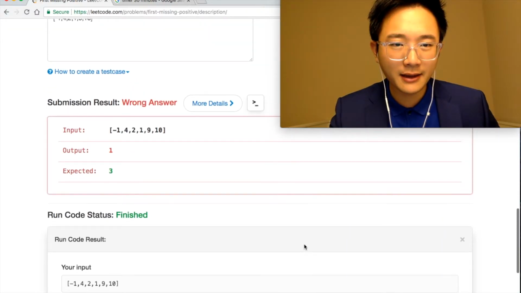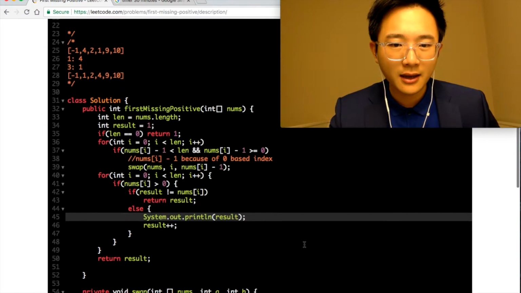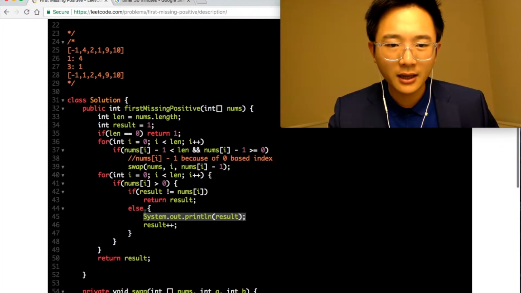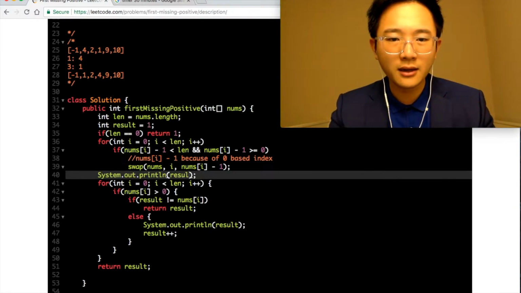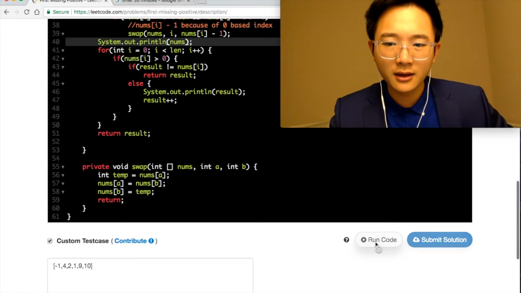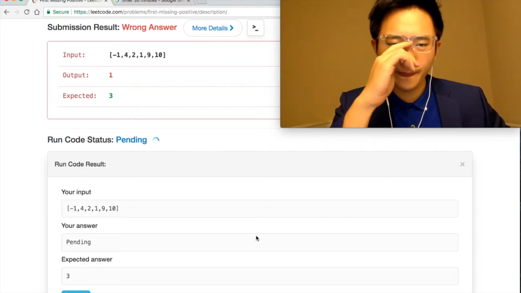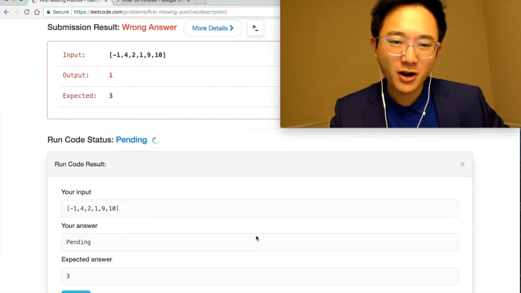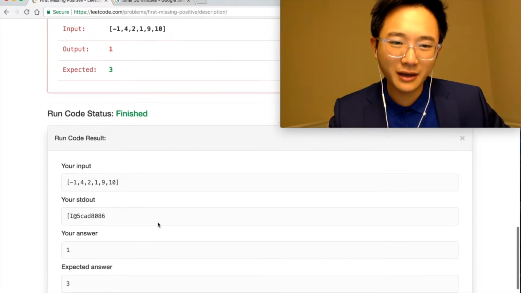Well, it's not printing out anything. It's not printing out anything. Interesting. Come on, come on. Jeez. Come on. My standard output is okay.